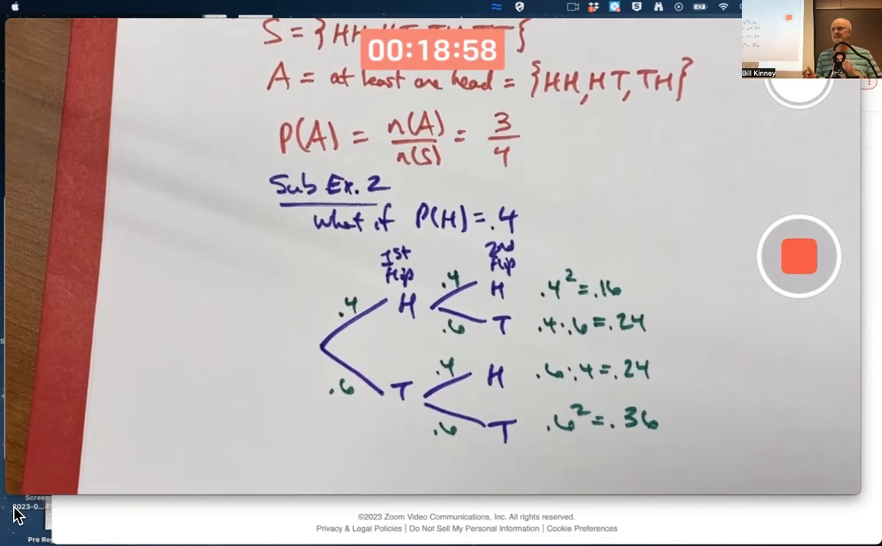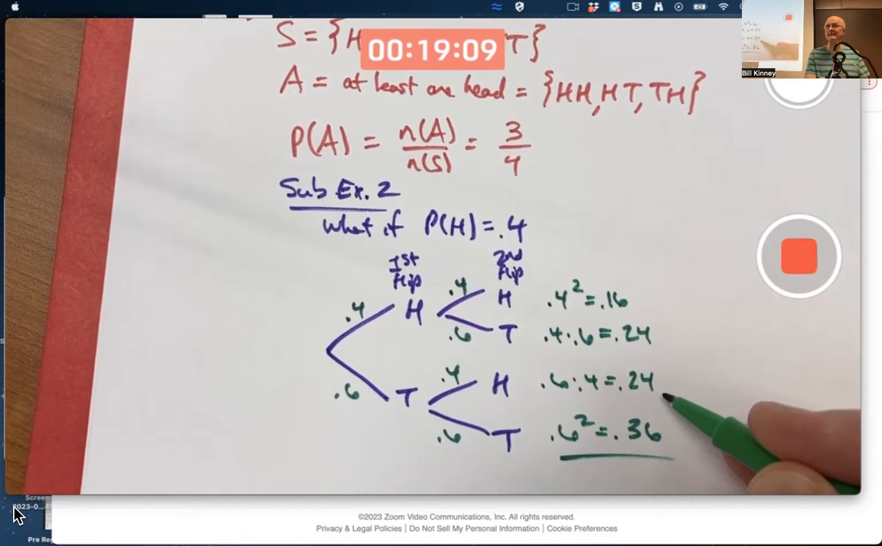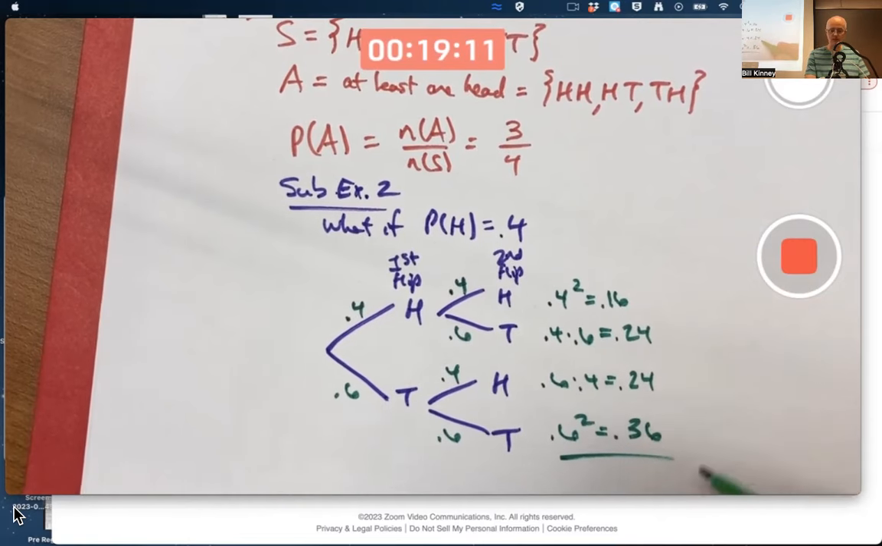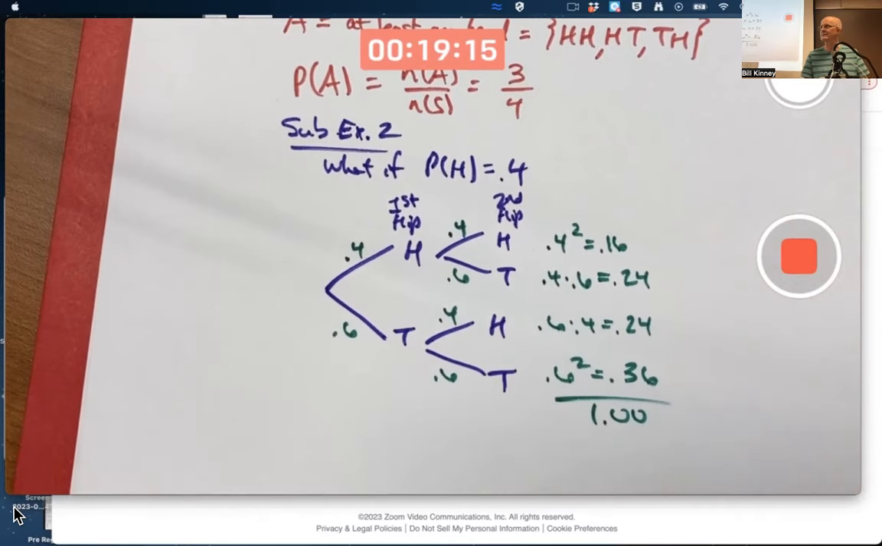To confirm this is a valid probability model, all these numbers should add up to 1. Do they? Add them up. 0.16 plus 0.24 is 0.4. Plus another 0.24 is up to 0.64. Plus 0.36, yes, is 1. You could write 1.00 for extra emphasis if you want. But you also could just write a 1. It's not a big deal.